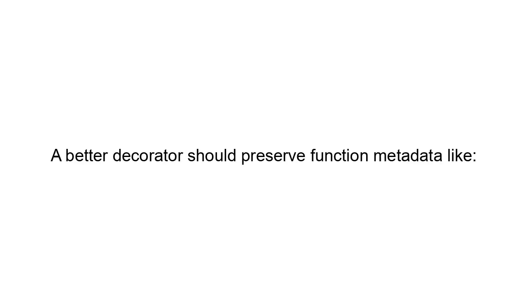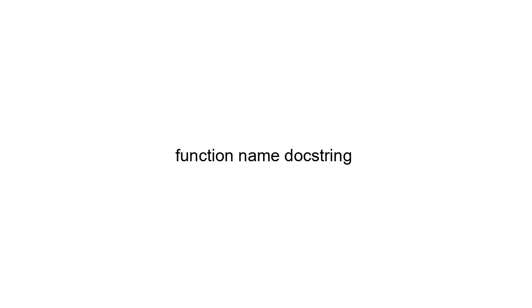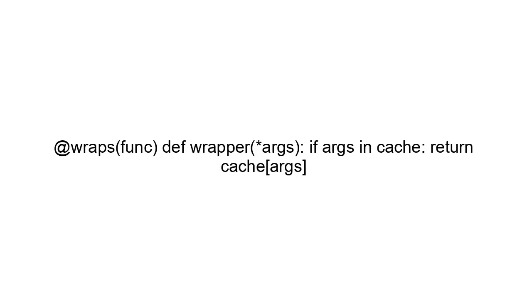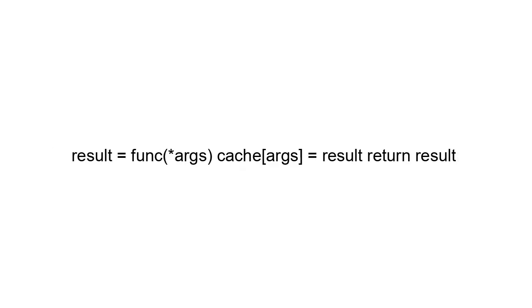Using functools.wraps. A better decorator should preserve function metadata like function name and docstring. We can do that using functools.wraps. From functools import wraps. Def memoize(func), cache equals an empty dictionary. @wraps(func) def wrapper(*args). If args in cache, return cache of args. Result equals func(*args). Cache[args] equals result. Return wrapper. This is a more professional implementation.